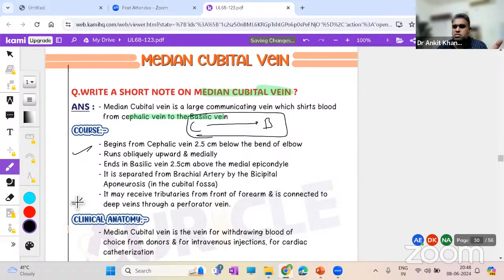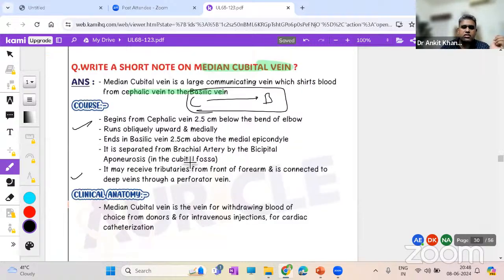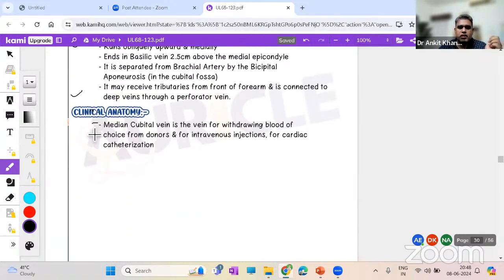Let's go through these points. These points are very important. It runs from the cephalic vein and goes into the basilic vein around the cubital fossa, and you can see over here that's the clinical point of the median cubital vein.